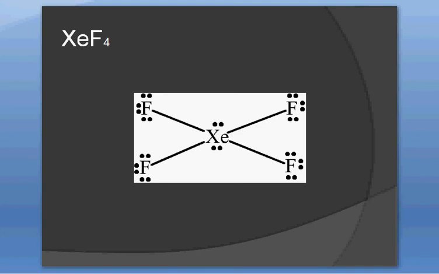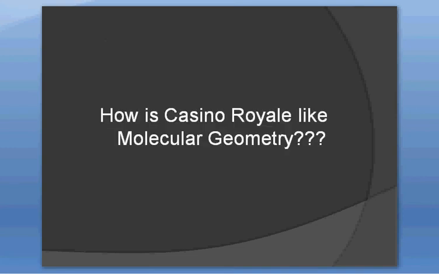But I would like to end this podcast on a semi-fun note. So I'm going to be asking you a question. How is Casino Royale, the movie, like molecular geometry? You can pause it and think about it if you want, but I'm going to go ahead and tell you the answer. Now, only nerds will probably think this is funny. I thought it was really funny, but we'll just see what you think.